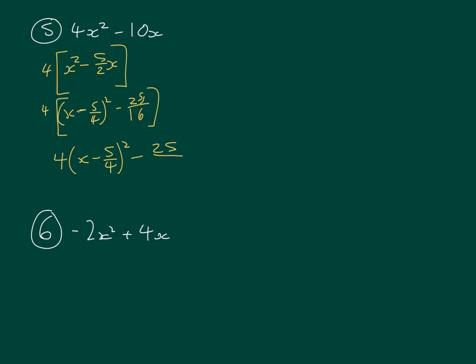25 over 4. And then again our x coordinate for this one, it's again a positive because there's a positive coefficient of x squared. So the turning point is going to be when this bracket is 0, so x minus 5 over 4 equals 0, which means that x is 5 over 4. So 5 over 4, and the y coordinate is minus 25 over 4.